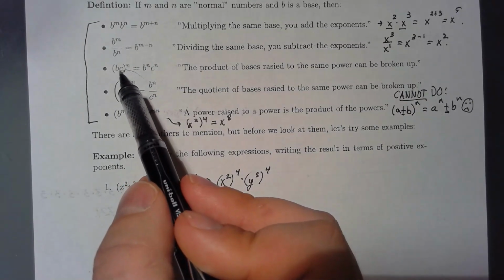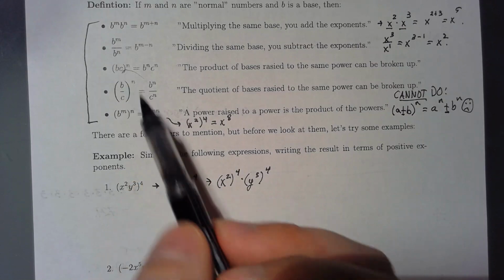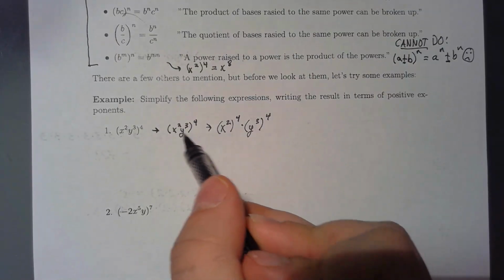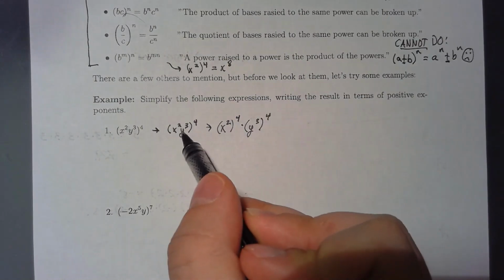So because of that, I could break this one up because the y cubed and x squared are being multiplied as well.